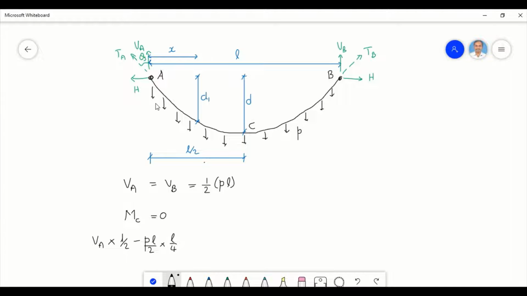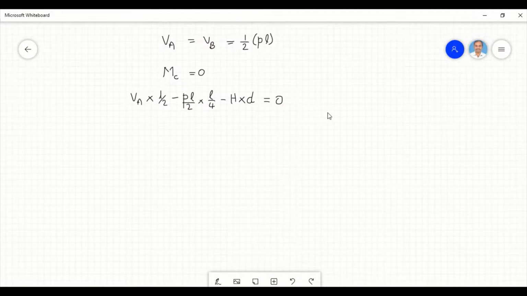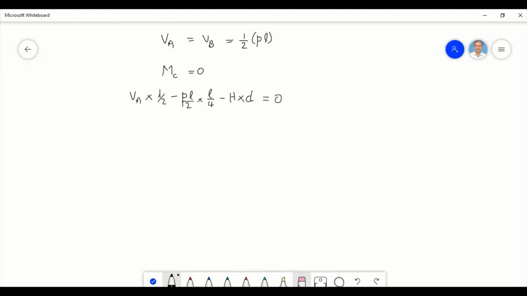And we have H acting at A, and this is acting at a vertical distance of small d from C. So the sum of these moments must be equal to 0. Remember, we are trying to establish the value of H now. So we will keep H on the left hand side of the equation and move the rest of the things to the right hand side of the equation.